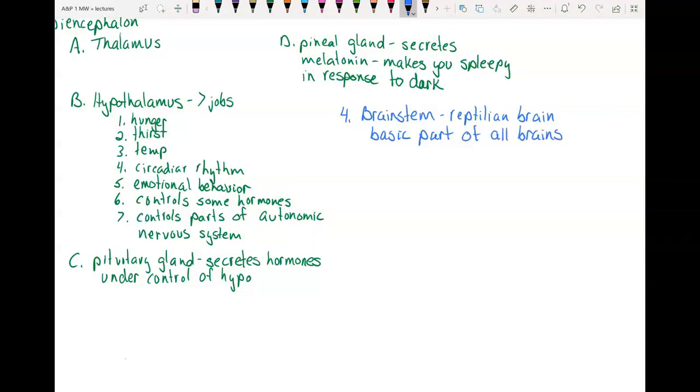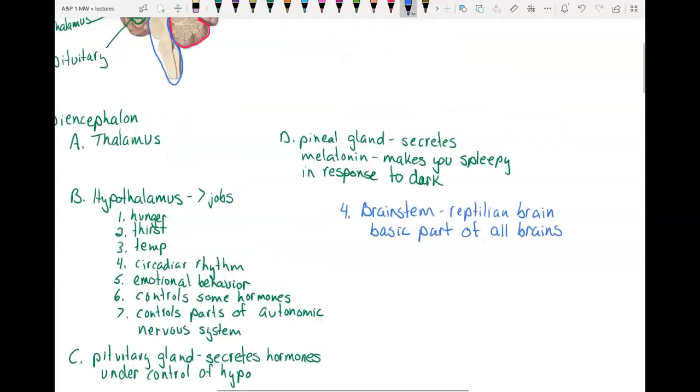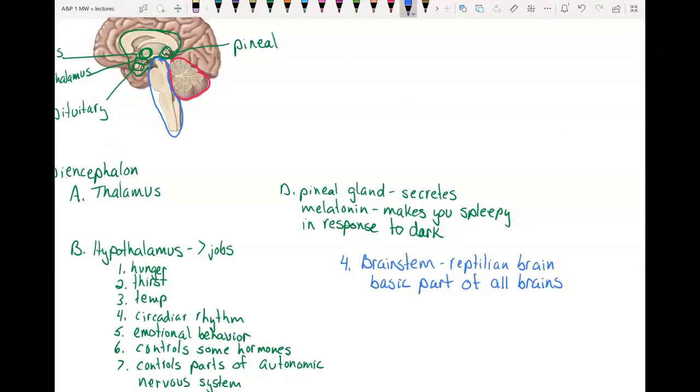So I said the cerebrum is what sets humans apart. We have a really big, high-functioning cerebrum. The brainstem is pretty much the same in every animal. So there's not much difference between your brainstem and a turtle's brainstem. And we can look at the brainstem as three main parts. So up here at the top is the midbrain.